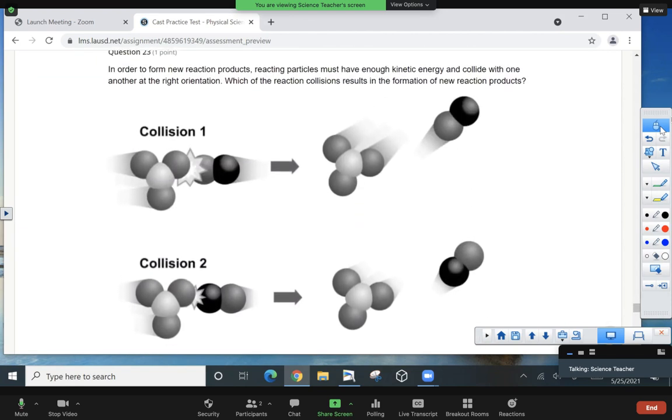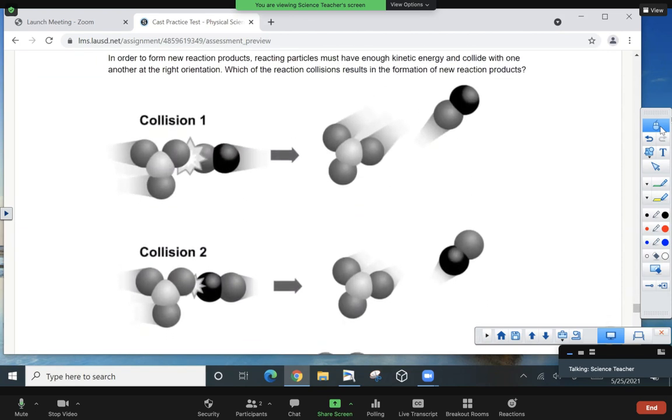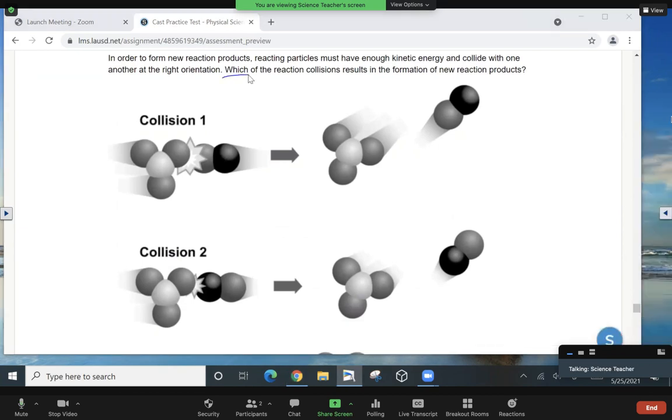And when you look at the question, the main thing we want to look at is, it says which results in the formation of new reaction products. So we have to make sure that it's new from the beginning. It can't be the same thing that we saw in the beginning.